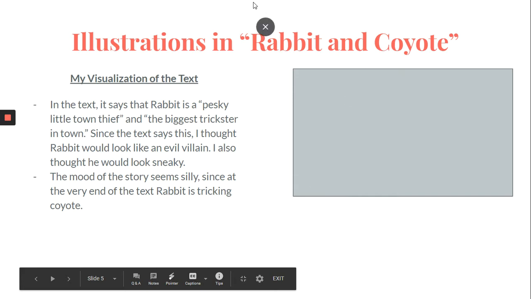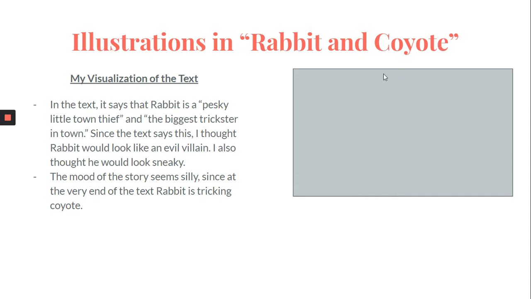So on this slide, illustrations in Rabbit and Coyote, I have two different sections. I have my visualization of the text here, and then I have this section over here. My visualization of the text is just asking me to put down what I thought. So I put down those things that I talked to you about. I put in the text, it says the rabbit is a pesky little town thief and the biggest trickster in town. Since the text says this, I thought the rabbit would look like an evil villain. I also thought he would look sneaky.